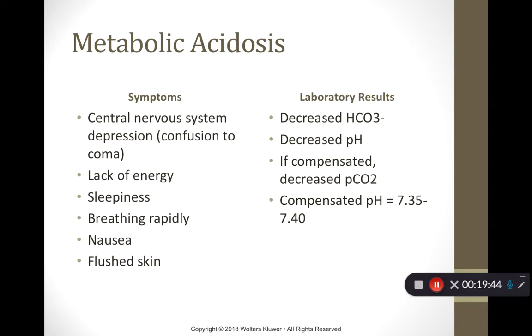All right, so with metabolic acidosis, some of the symptoms are that it affects the central nervous system. So there's central nervous system depression, confusion. The patient can experience a coma. There is lack of energy, sleepiness, breathing rapidly, nausea, and flushed skin. And in the lab results, you would see a decreased bicarbonate, a decreased pH. If the condition is compensated, you will see a decreased partial CO2, and the compensated pH should be between 7.35 to 7.40.